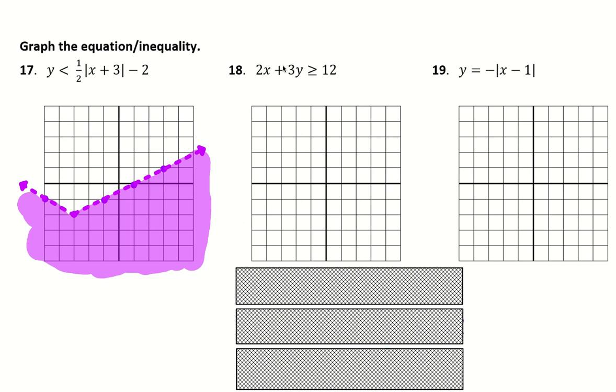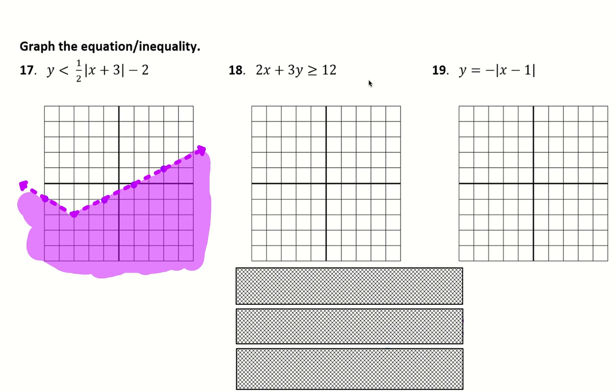Now number 18, look at this. Again, you got to know what you're looking at. In number 18, we're back to it being a linear inequality. There's no absolute value. This is just going to be a line. But since it's an inequality, it's going to be either a dashed or a solid line, and there's going to be shading.